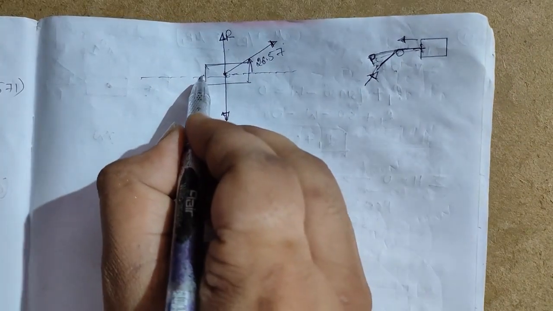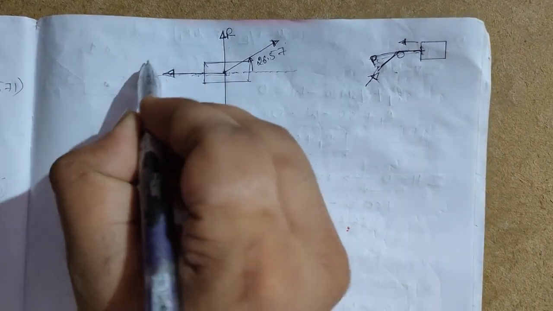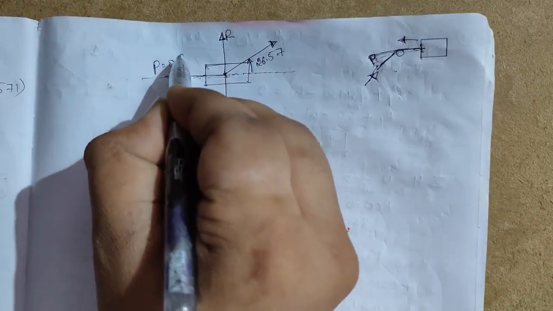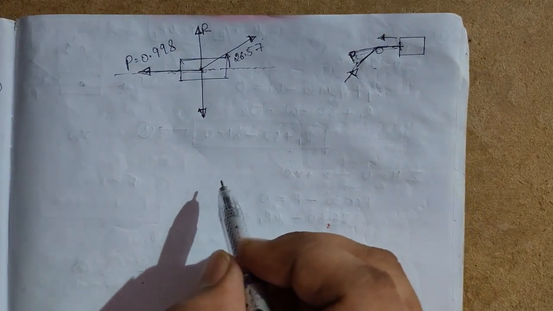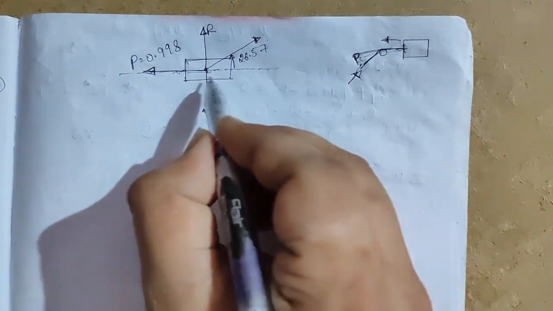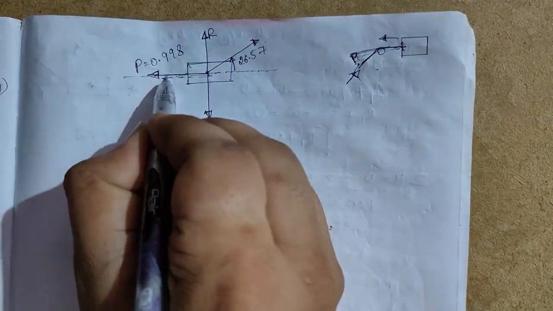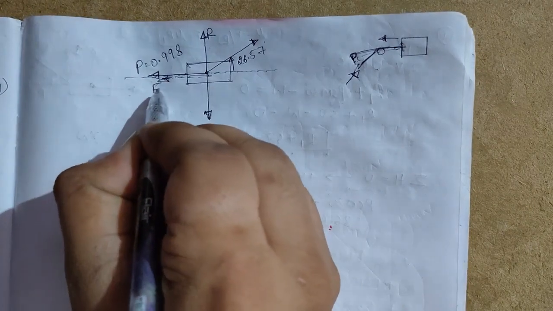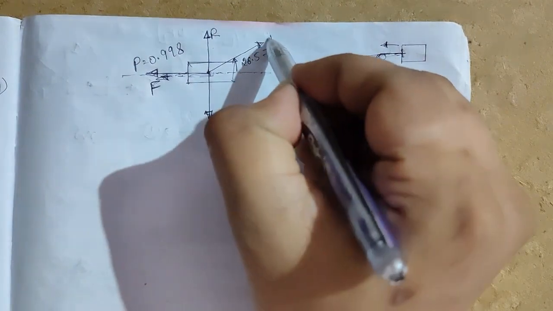So the value of P will be in the opposite direction. So P is 0.998, we already solved for it. Then what is the force? F force will be there. So F force will also be in this direction. F. So the inclined force is T.